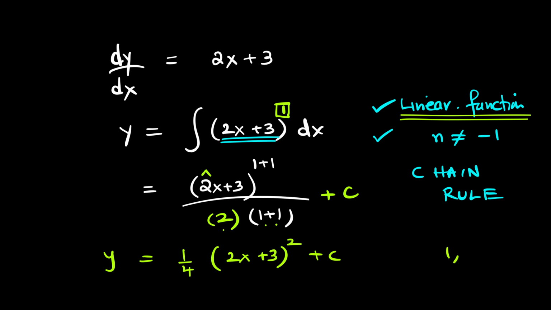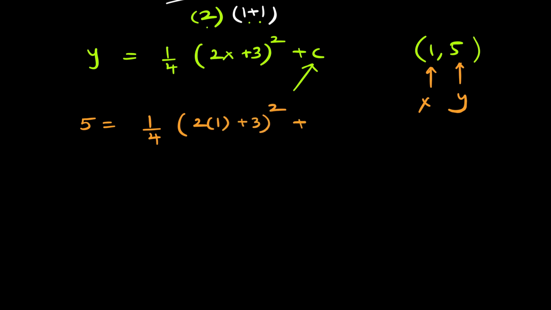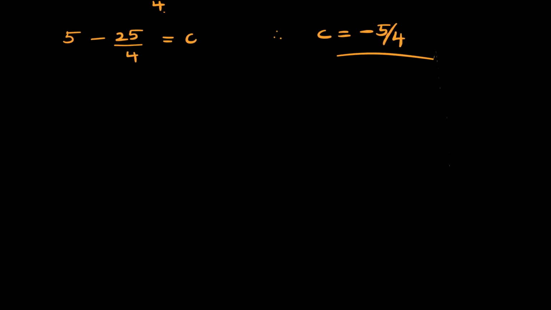Now let's use the point on the curve (1, 5) to evaluate c. So let's plug in 5 in place of y and 1 in place of x. 5 equals 1/4 times (2 into 1 plus 3) the whole thing squared plus c. That is 1/4 times (2 plus 3 is 5), 5 squared is 25, plus c. That is 25 over 4 plus c, that equals 5. 5 minus 25 over 4 equals c. Therefore, c comes out to be -5 over 4. Therefore, the equation of the curve is y equals 1/4 (2x plus 3) whole squared minus 5 over 4.